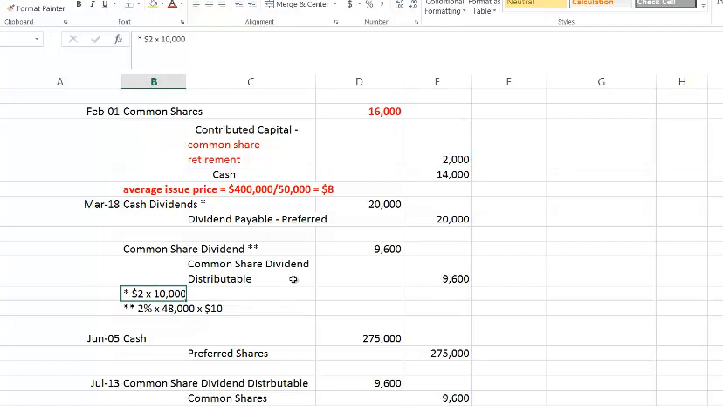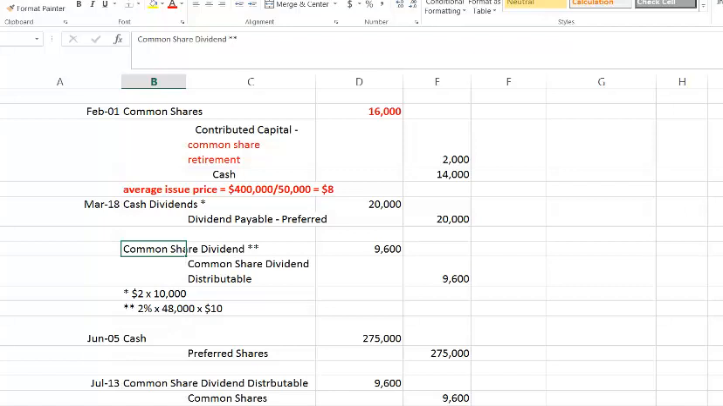And how much are we going to debit the common share dividends account for? Well, that's going to be 2% again times 48,000 shares, right? Because we had 50,000, but we retired 2,000 in February, so we got to take them away because whoever held those 2,000 shares no longer holds them. So we're only going to issue a share dividend on 48,000.